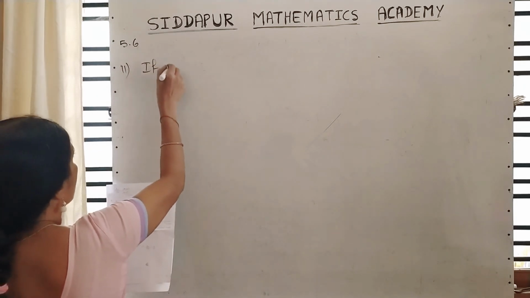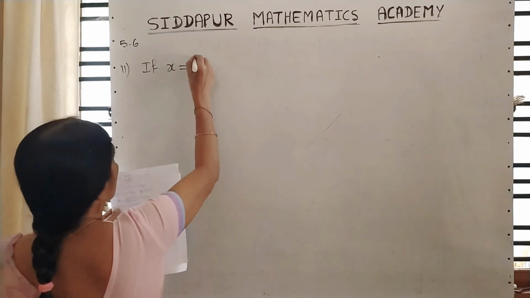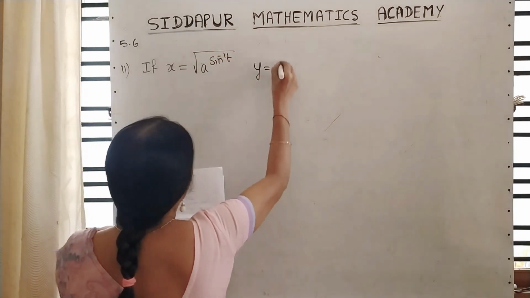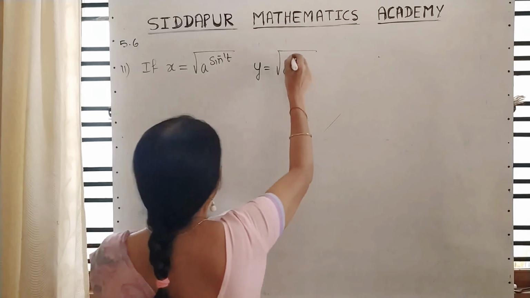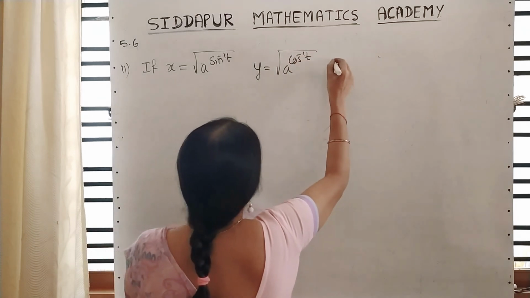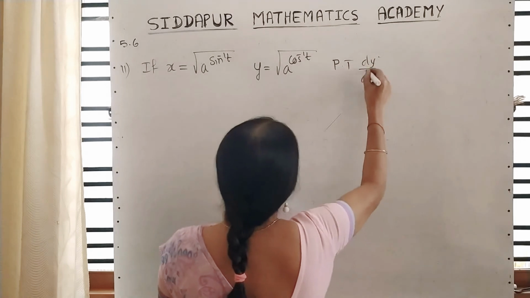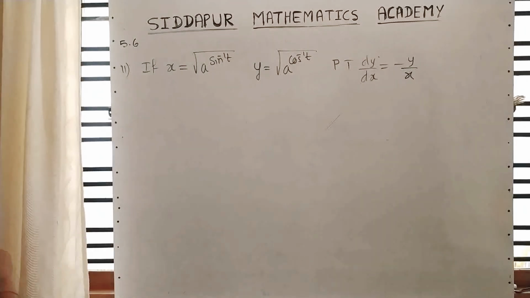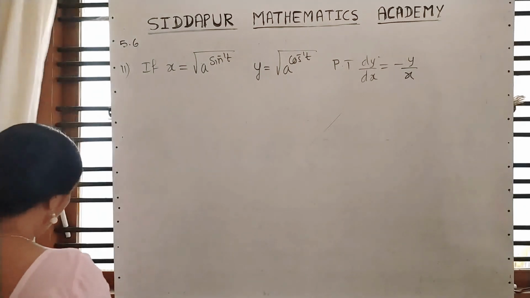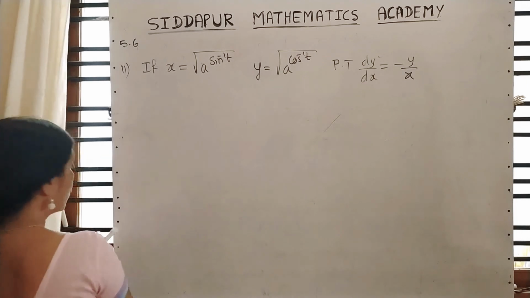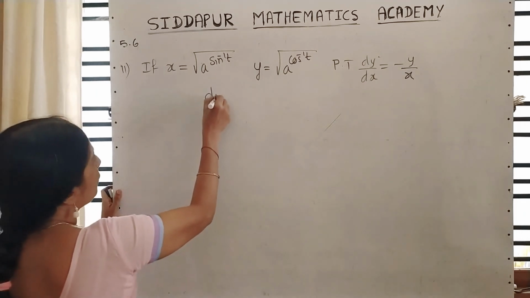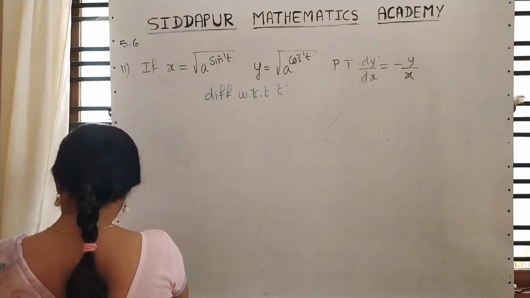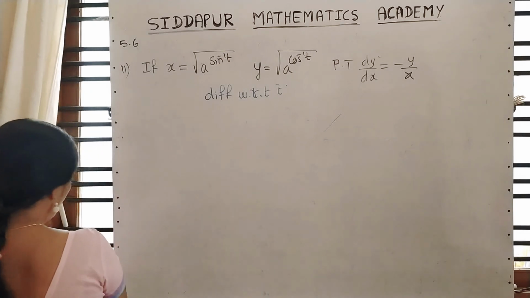If x is equal to root of a raised to sin inverse t, y is equal to root of a raised to cos inverse t, prove that dy upon dx is equal to minus y by x. The question is without eliminating the parameter. If the question is like that, I will show you one method. So here differentiate with respect to t. Correct? We are differentiating with respect to t.